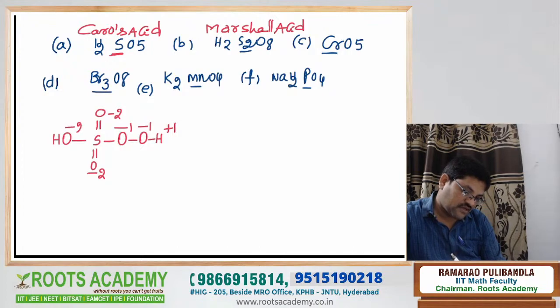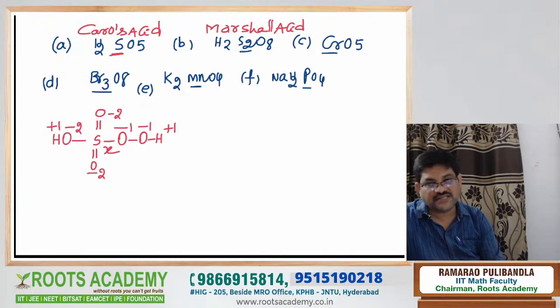So this oxygen is what? Minus 1. This is what? Plus 1. This H2SO5 is Caro's acid. Simple logic. Now here the sulfur is taken as what? Sulfur is taken as X.